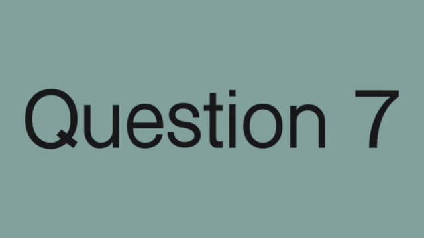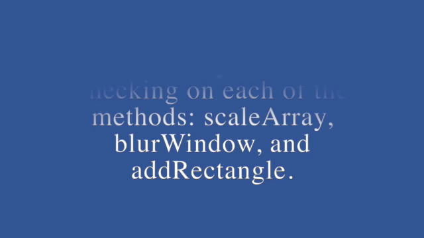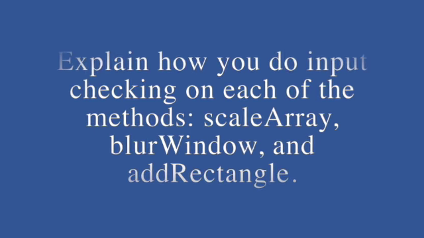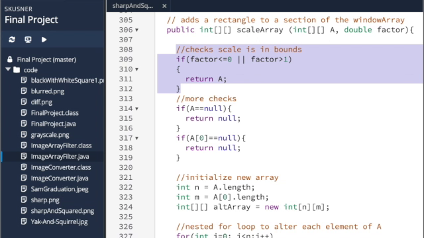Okay, so now it's time to move on to question 7. Question 7 asks us to explain how you do input checking on each of the 3 methods that we were assigned, and explain the different checks that we did in the scale array method, the blur window method, and the add rectangle method.